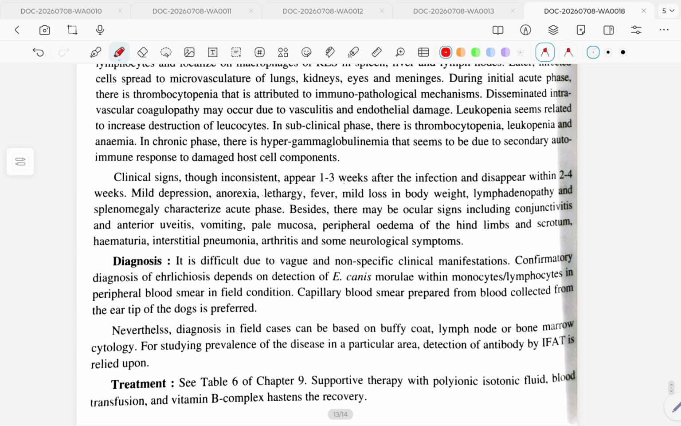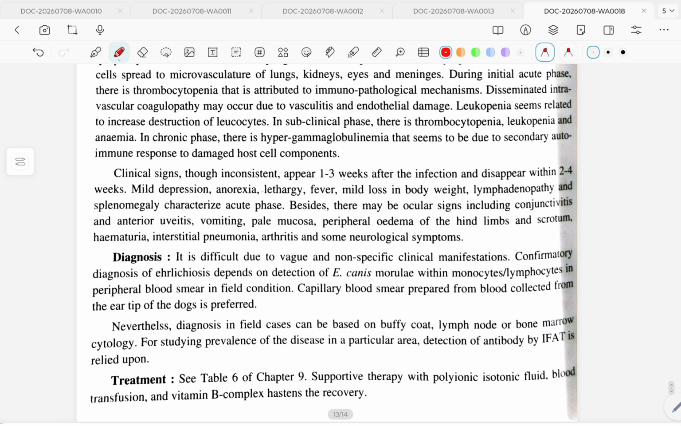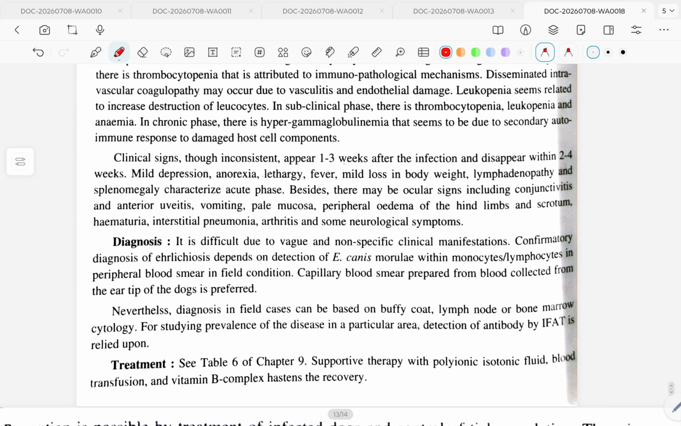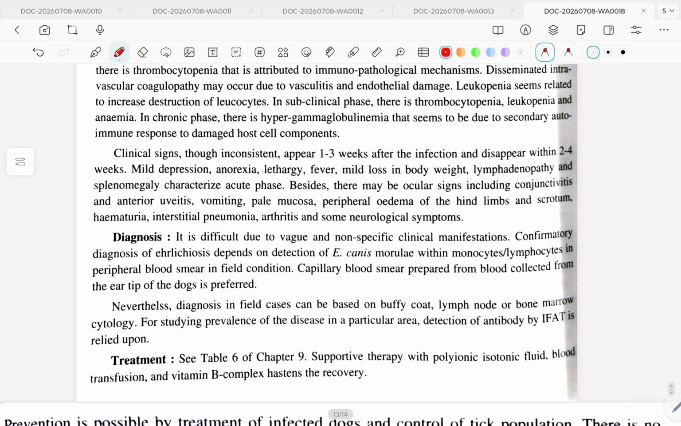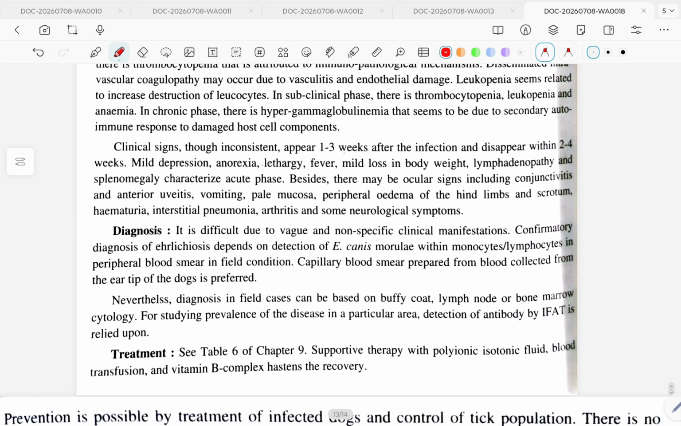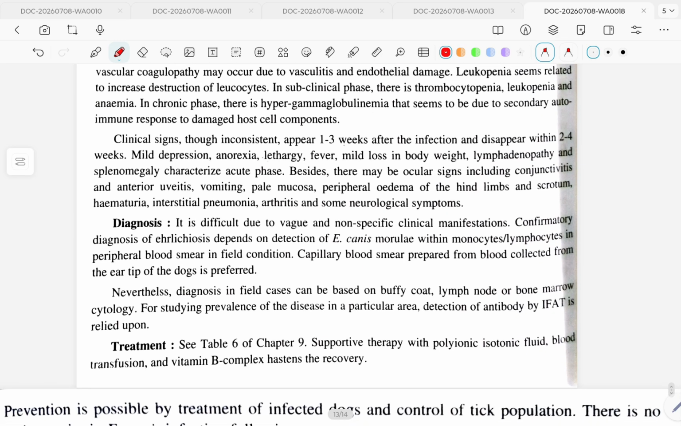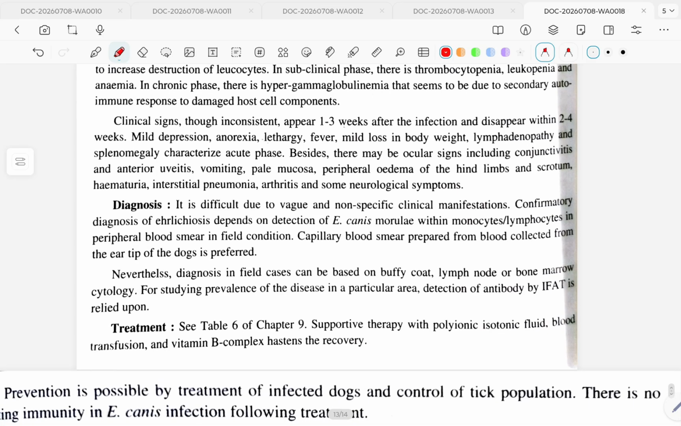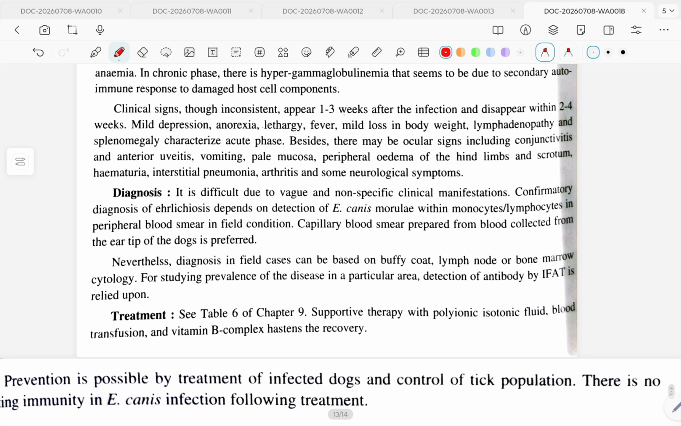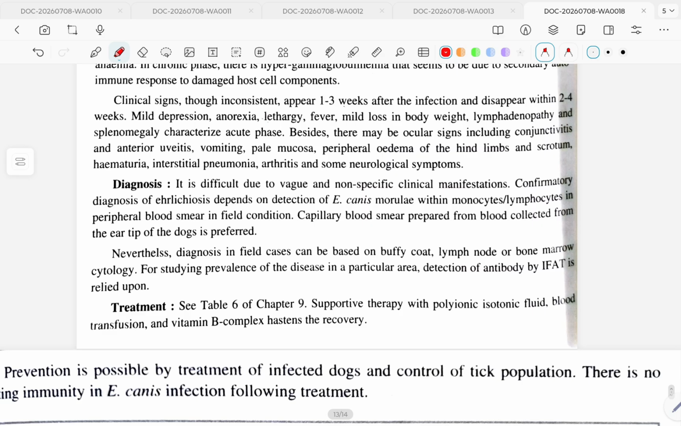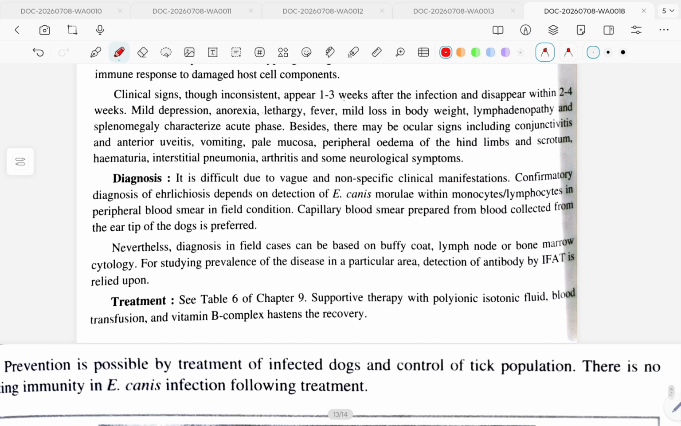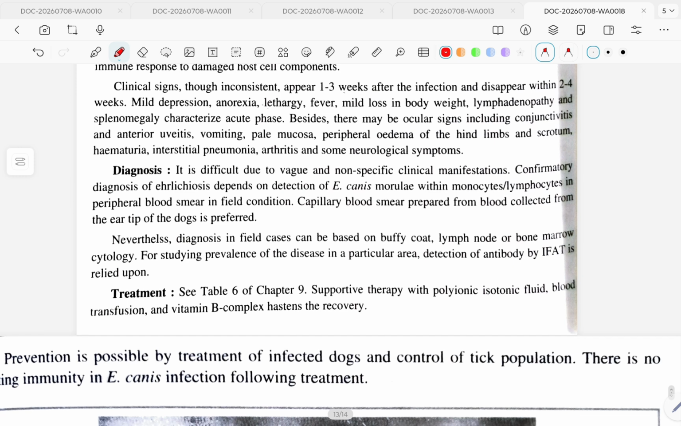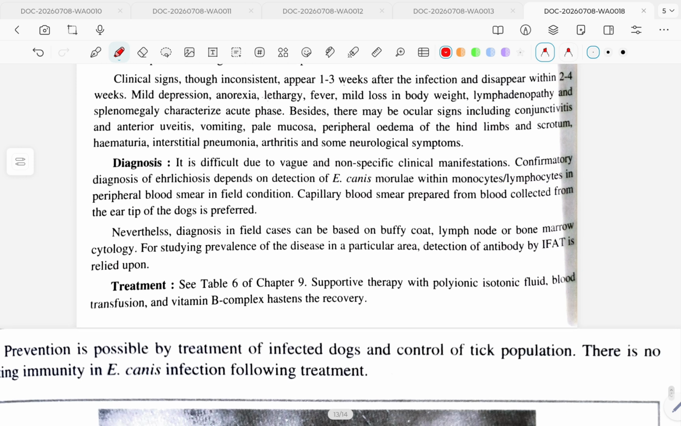In the subclinical phase, there is thrombocytopenia, leukopenia, and anemia. In the chronic phase, there is hypergammaglobulinemia that seems to be due to a secondary autoimmune response to damaged host cell components. Clinical signs appear 1 to 3 weeks after the infection and disappear within 2 to 4 weeks. Mild depression, anorexia, lethargy, fever, mild loss in body weight, lymphadenopathy, and splenomegaly characterize the acute phase.